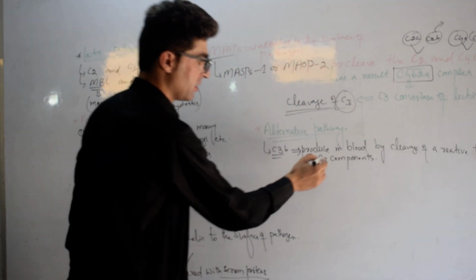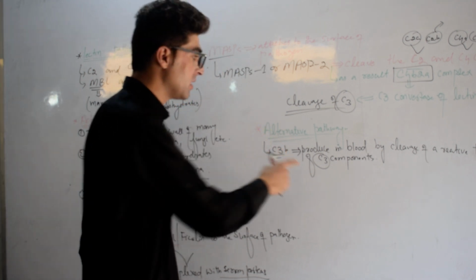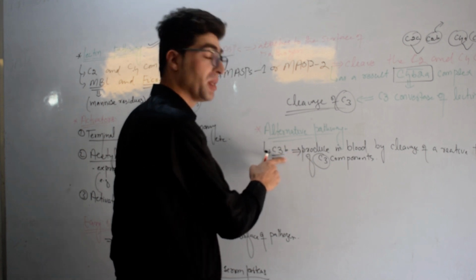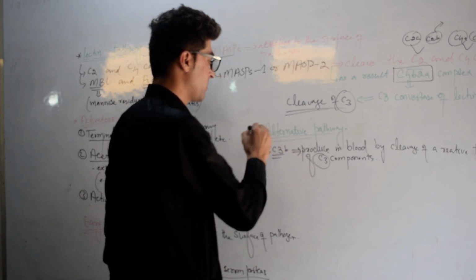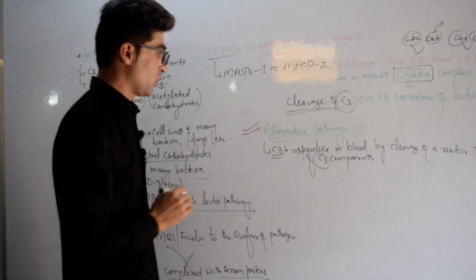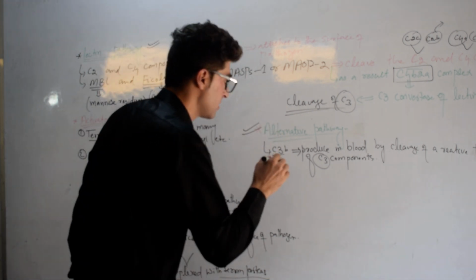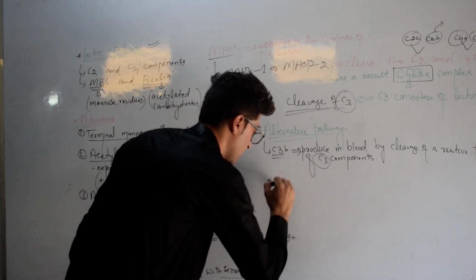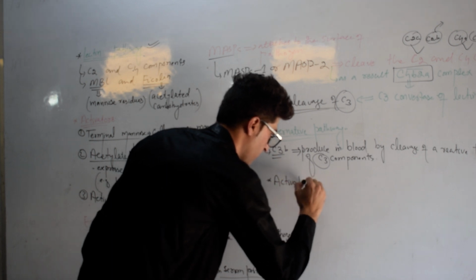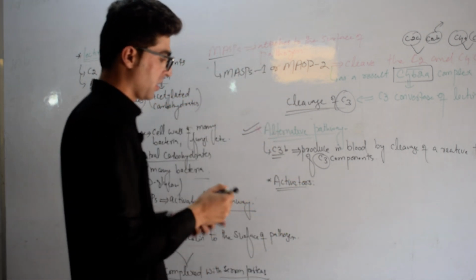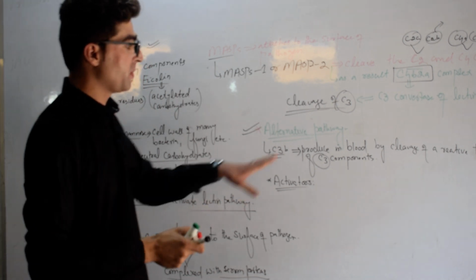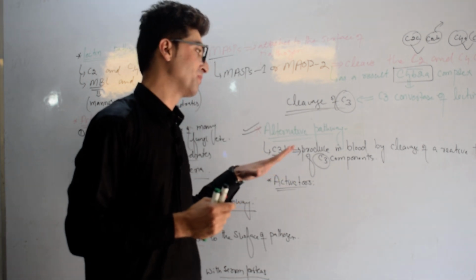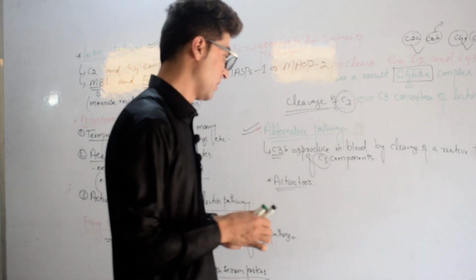So in blood, the C3 component is constantly cleaved into C3b fragments, and these C3b are responsible for the activation of the alternative pathway. So the C3b is the main activator, or main component, of the alternative pathway. The alternative pathway can be activated by any type of foreign particles or foreign substances.